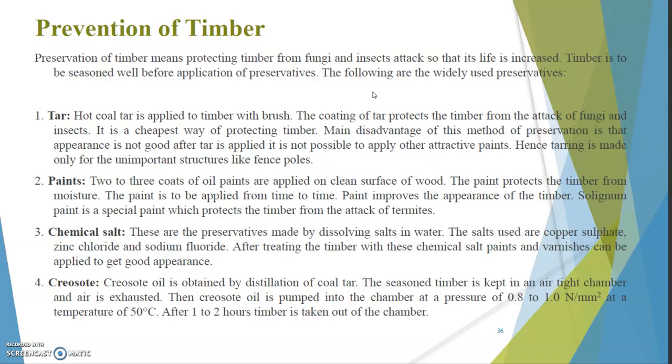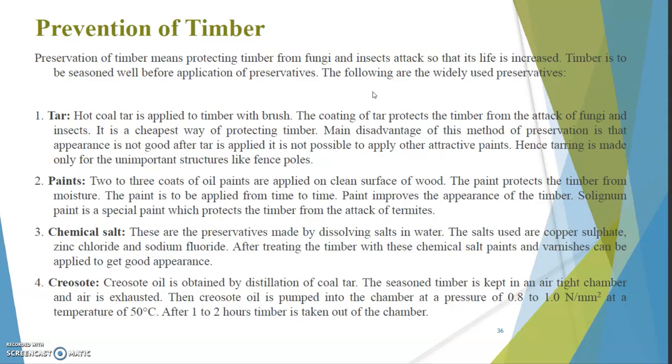Of course, tar looks black and has a rubbery finish once it has dried completely, and people may not like it because of its bad appeal, right? And it cannot further allow any paint to be painted on its tar surface. That is the other limitation with the use of tar. So hence tarring is made only for unimportant structures like fencing poles.